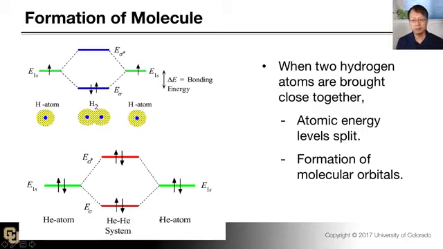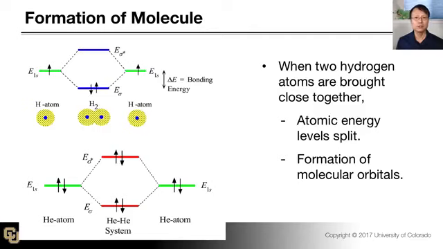Now we can imagine that we can continue this exercise. So bring 3 hydrogen atoms together, 4 hydrogen atoms together, 5 atoms together. When you do that, these energy level splittings will continue. When you have 2 hydrogen atoms close together, they interact and produce 2 energy levels, one lower energy, one higher energy. When you bring 3 hydrogen atoms close together, it will create 3 different energy levels. 4 hydrogen atoms close together will produce 4 different electronic energy levels.